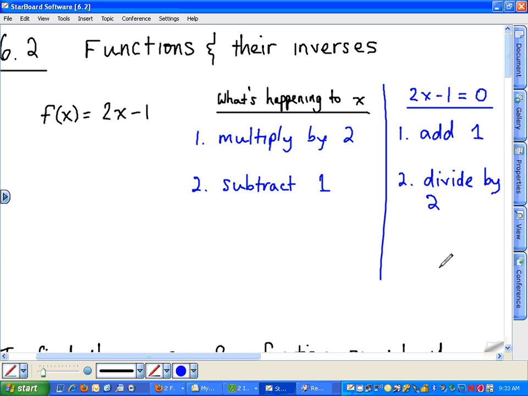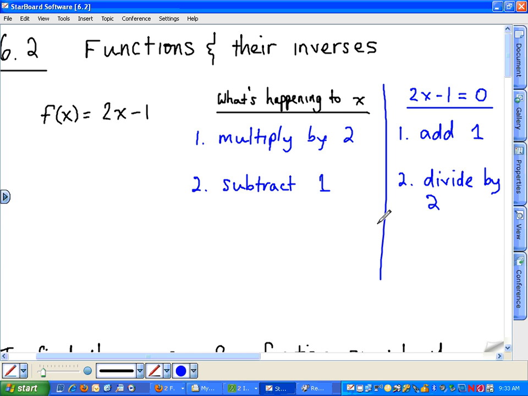Do you notice any connection between the first column on the left and the column on the right? They're opposite operations, and the order has switched, right? So here on the left, we started by multiplying by 2, and then we subtracted 1. But when we're solving the equation, we added 1 and then divided by 2. You guys have been actually studying inverses since you learned how to solve equations. You just never thought of it as inverses.